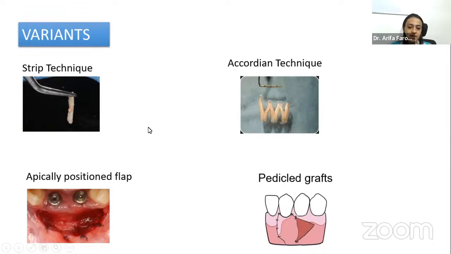Okay. The other techniques to augment keratinized mucosa include the apically positioned flap. It is the most basic technique to augment keratinized mucosa, but there are high chances of rebounding. Okay, because we stabilize this flap at the base, but there are very high chances that it will come back to its original position. So it is a very unpredictable technique. Okay, another technique is pedicle grafts.